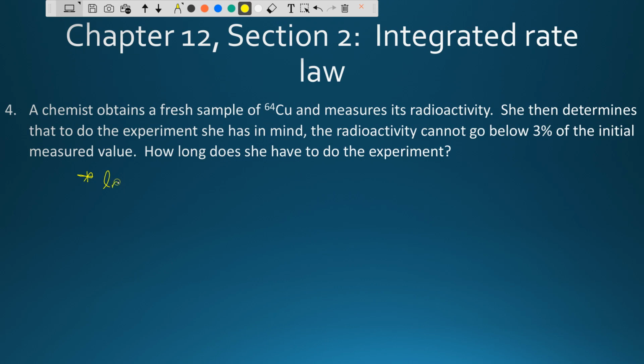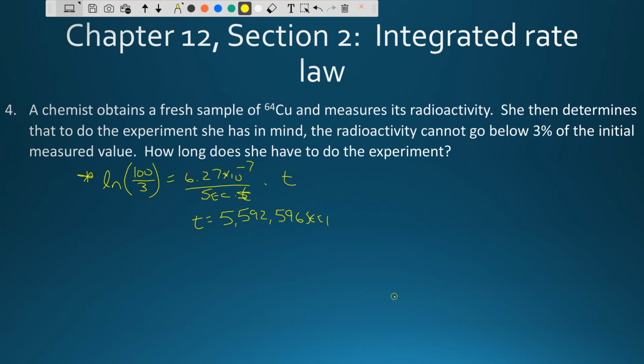So we're going to take the natural log. What is 3%? Well, we have a sample that's 100, and it can't go below 3. That's going to equal 6.27 times 10 to the negative 7 decays per second times time. We're going to multiply this by time. So my time ends up being 5,592,596 seconds. Okay, so that's what we've got.